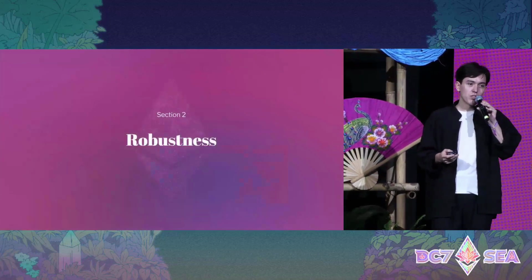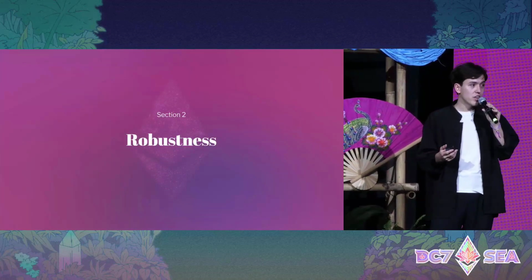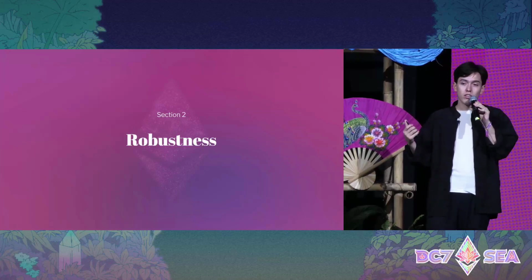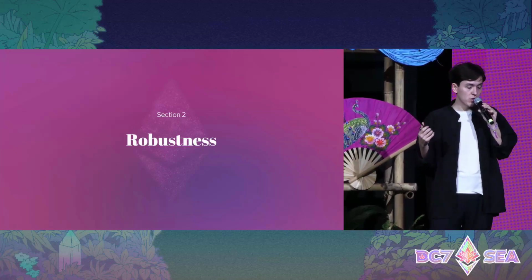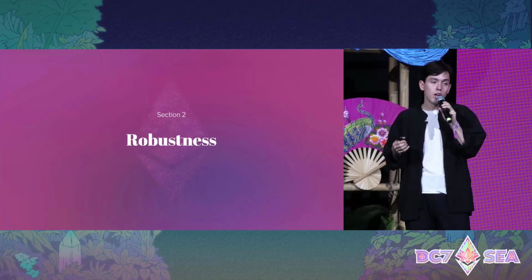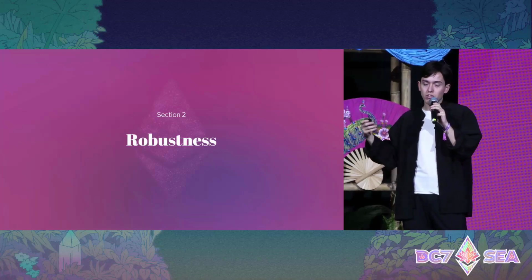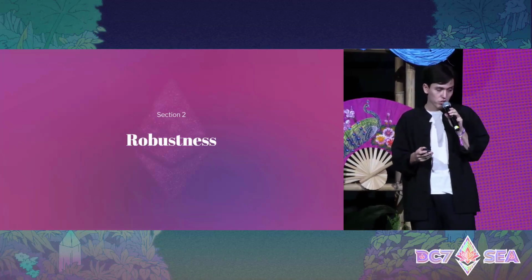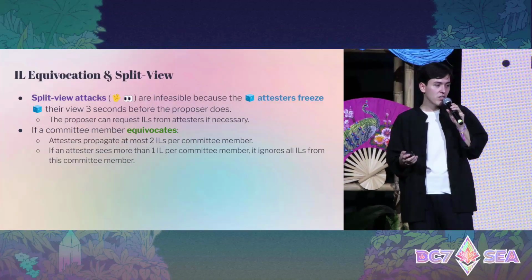So now I'll go on to show how FOCIL is designed to be as robust as possible. And robustness here refers to robustness against consensus types of attacks, like the split view attack and equivocation. And it also refers to execution layer types of attacks. So people using FOCIL for other reasons than for censorship resistance, but for example, as a vehicle to extract maximum extractable value, MEV. So first, the consensus layer attacks.